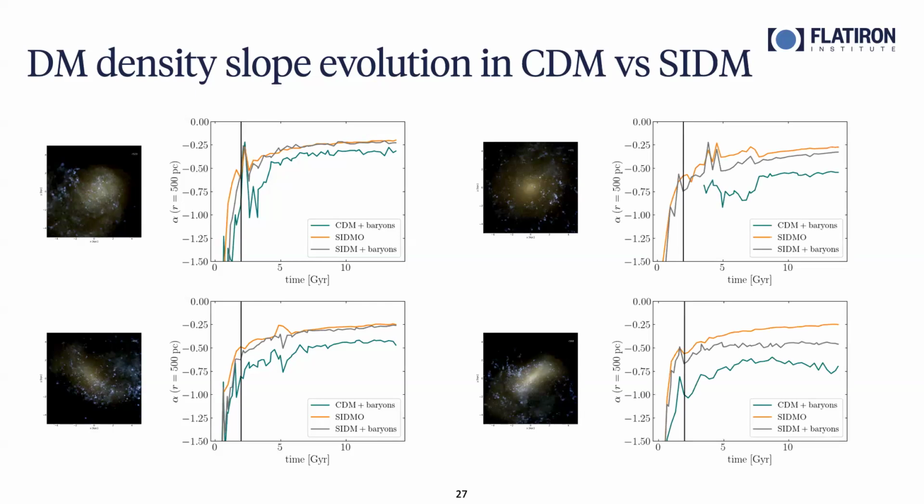So again, central slope versus cosmic time: CDM is always more steep with the baryons. But now in this case, the orange is SIDM only, and the gray is if you add the baryons. So now what's happening is that the SIDM-only case is flatter in the center region than in the case where you add the baryons. So it seems like the baryons are having some extra effect here. It seems like the baryons are maybe contracting these systems.